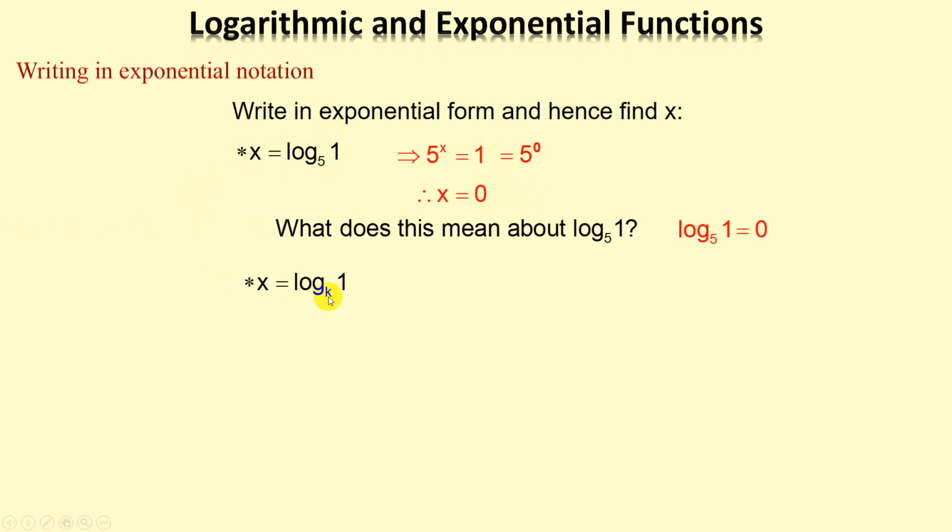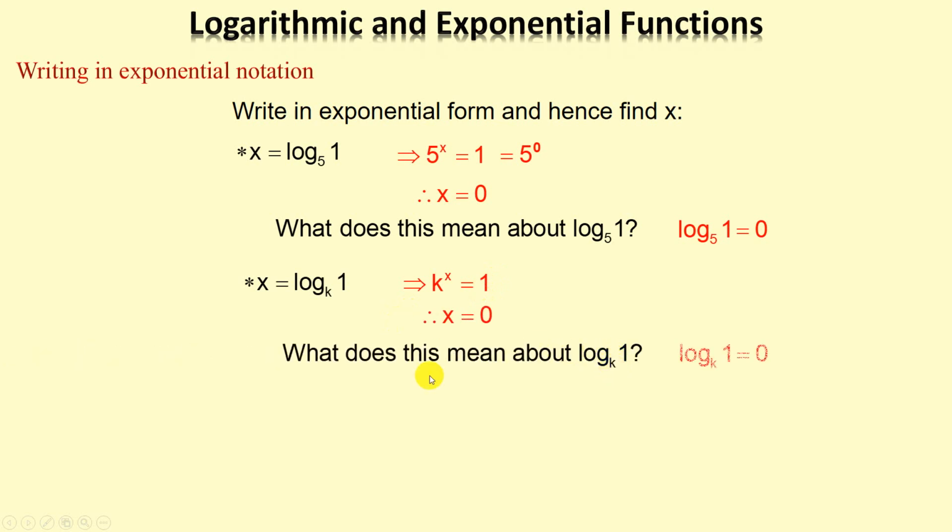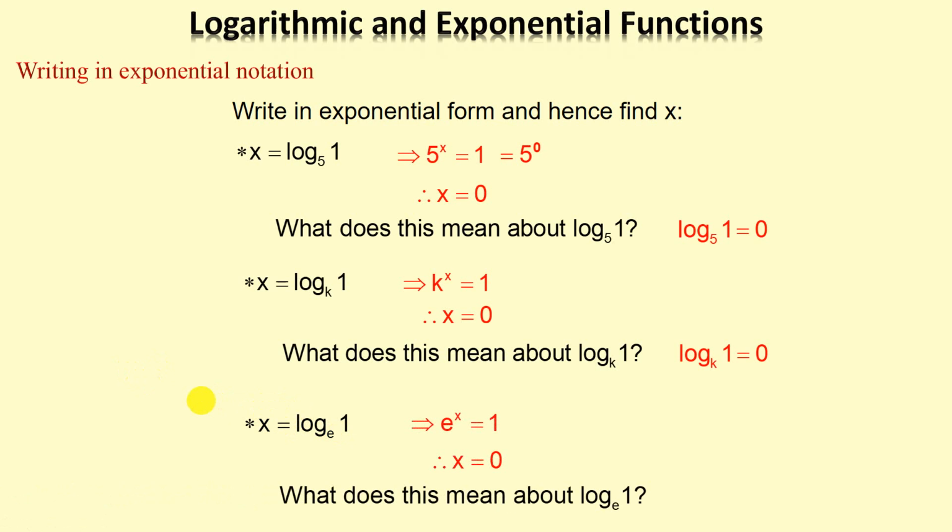There's another one. Base k to the x equals 1. Now if I ask k to the what is 1, k to the only one thing is 1, and that is 0. So therefore, log of 1 to base k is also 0. Log of 1 to base e. e is actually a very useful constant in maths. We'll be dealing with it later. That is a constant also derived by Napier. So e to the x equals 1, which means x equals 0. So that tells us that log of 1 to base e is also 0.